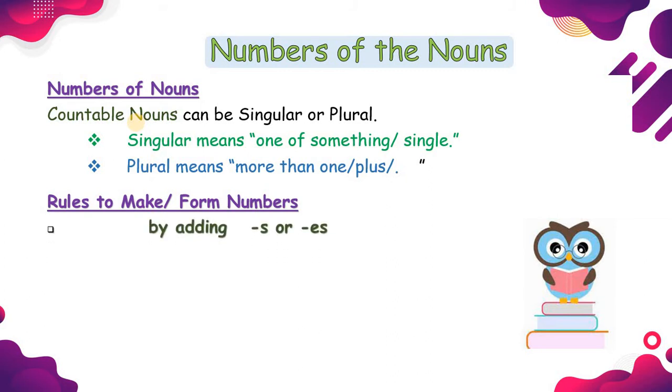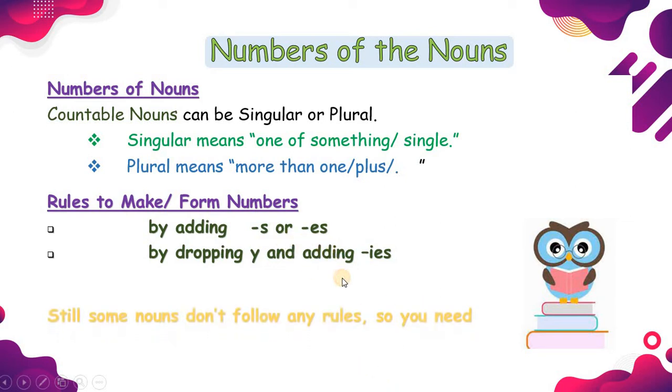First of all, sometimes we simply add s. For example, pen, then pens, right? But sometimes we add es. For example, box, boxes. Sometimes we drop y and we add ies. For example, candy, but candies. So these are just some rules that you need to remember.